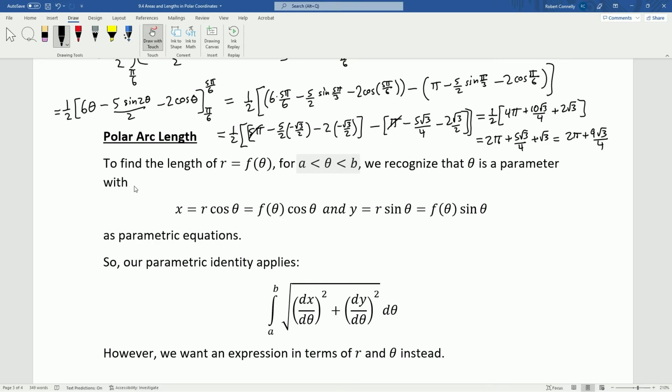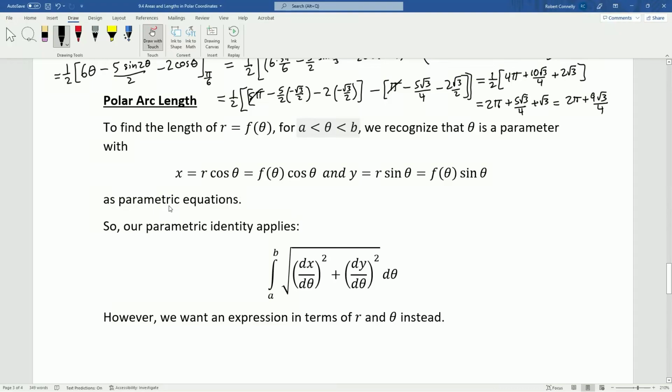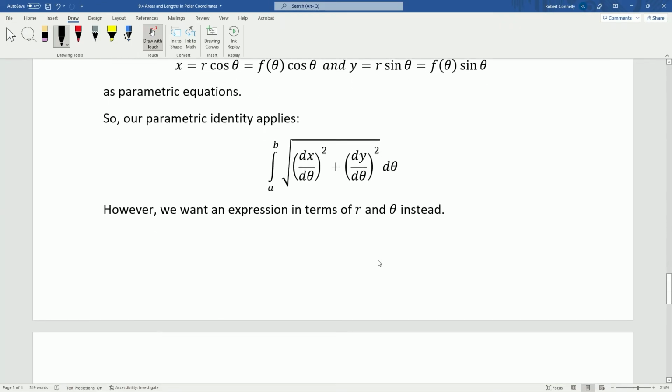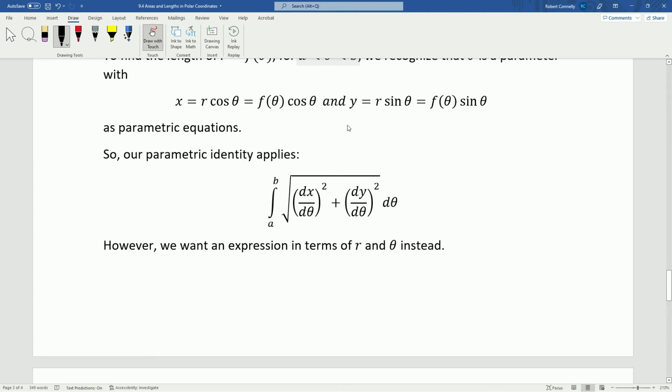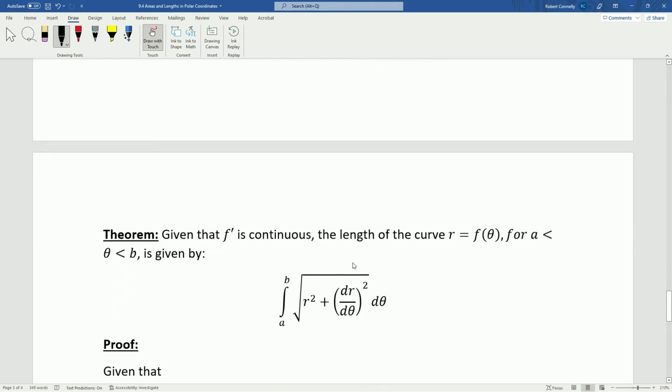We first recognize that theta is a parameter with x equals r times cosine of theta, so that's f of theta cosine of theta, and y equals r sine of theta, which is f of theta sine of theta. So as parametric equations, we can apply the parametric identity for arc length: the square root of (dx/d theta) squared plus (dy/d theta) squared, integrated from a to b. However, we want this expression to be in terms of r and theta instead. So in order to do that, we'll have to take the derivative of x and y.